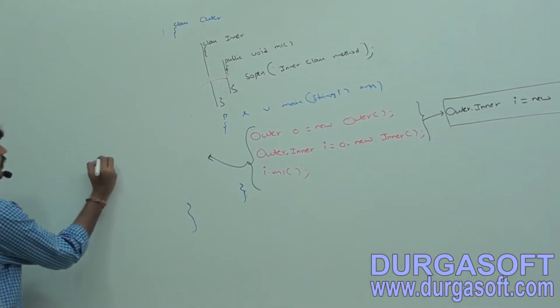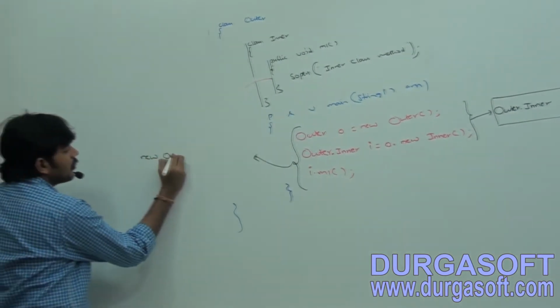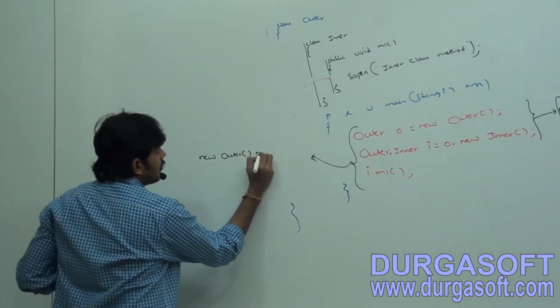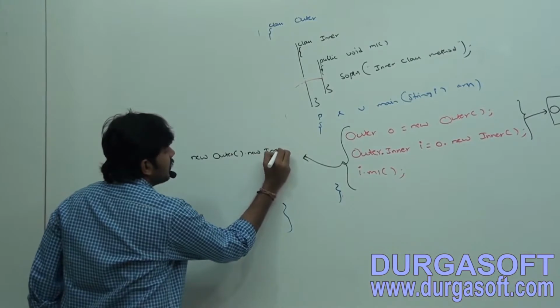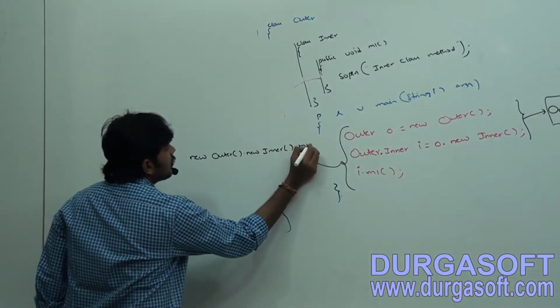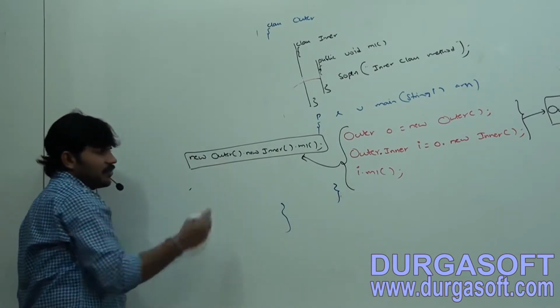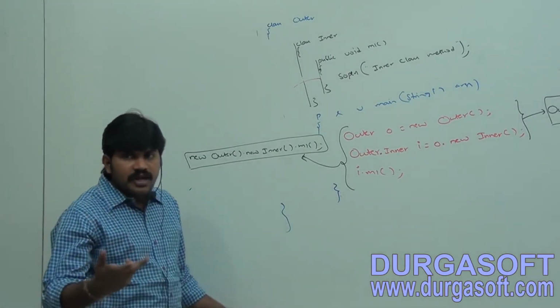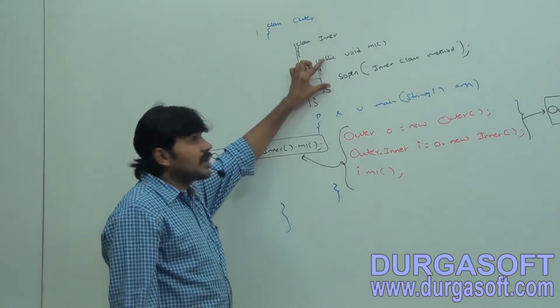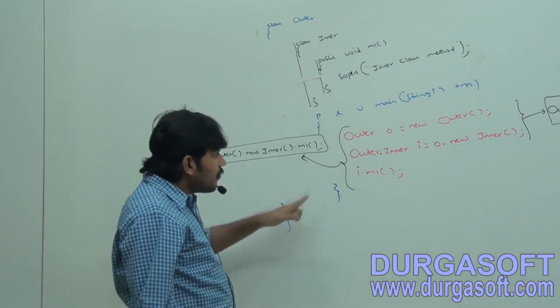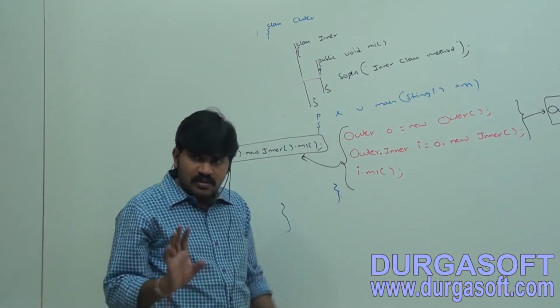That's why, can you tell what is the way? New outer dot new inner dot m1 method. That's all. This is the way how you can access inner class code from static area of outer class. Clear for all of you, right?